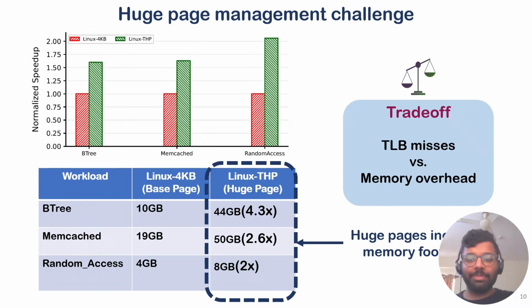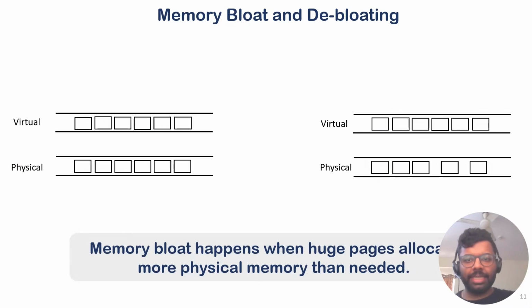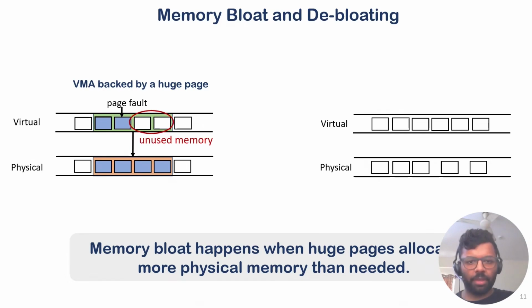Next, we'll discuss what is memory bloat and what is de-bloating. Now, memory bloat occurs when an application uses more physical memory than necessary due to the allocation of huge pages. For example, if an application accesses just 1 byte of virtual memory, allocating it with a 2 MB huge page results in more memory waste compared to a 4 KB page. Now, this waste occurs because with sparse access patterns, the entire huge page often remains unused, leading to unnecessary memory bloat.